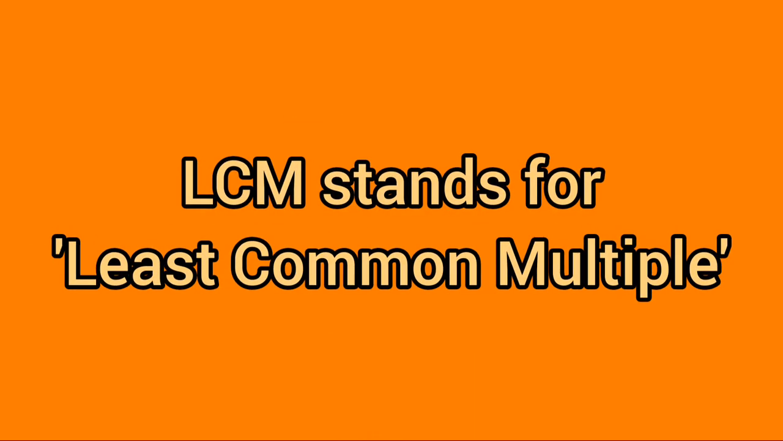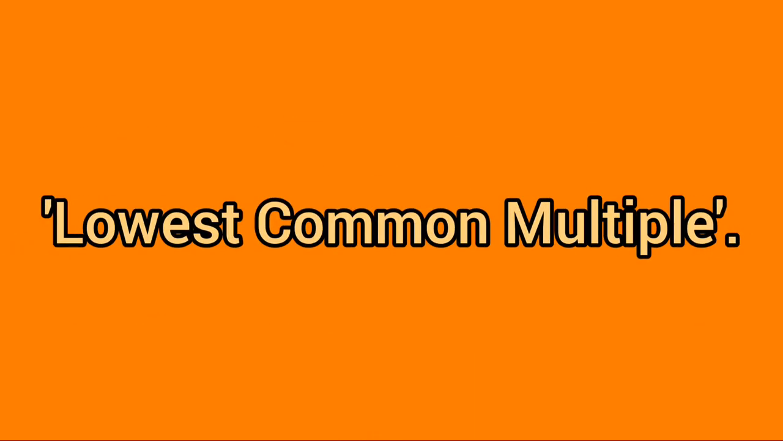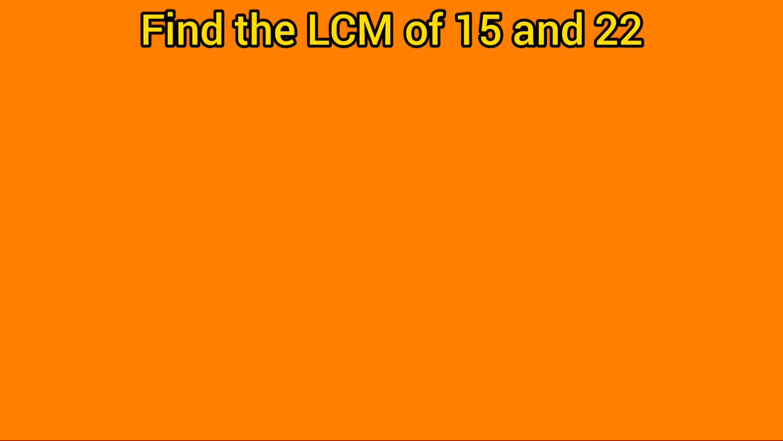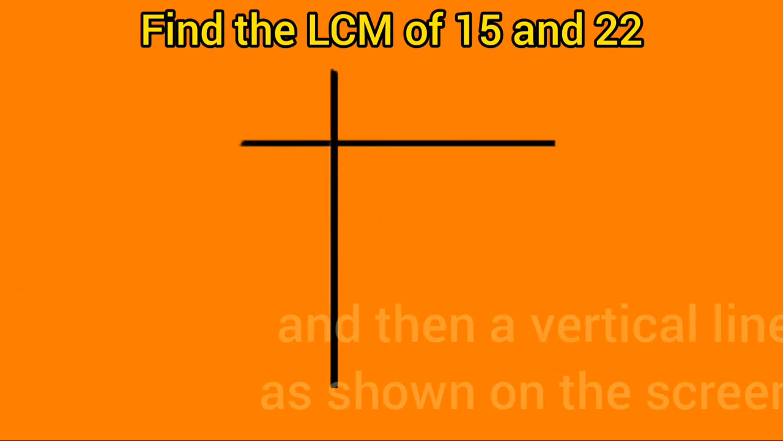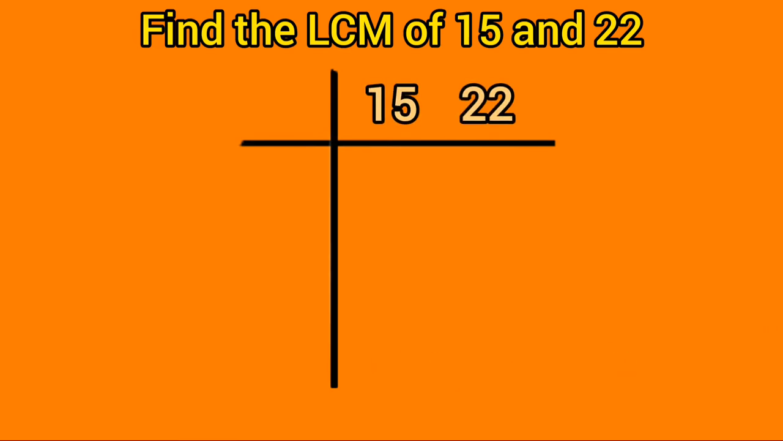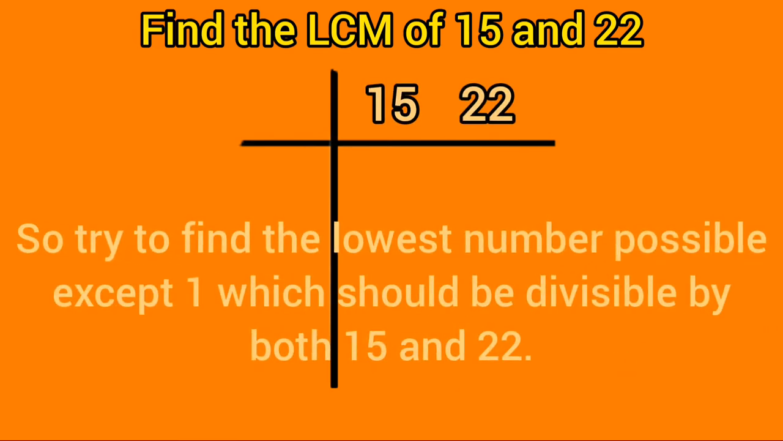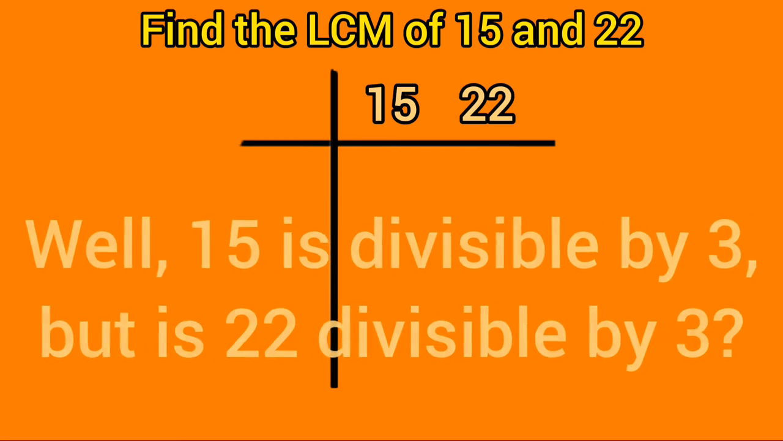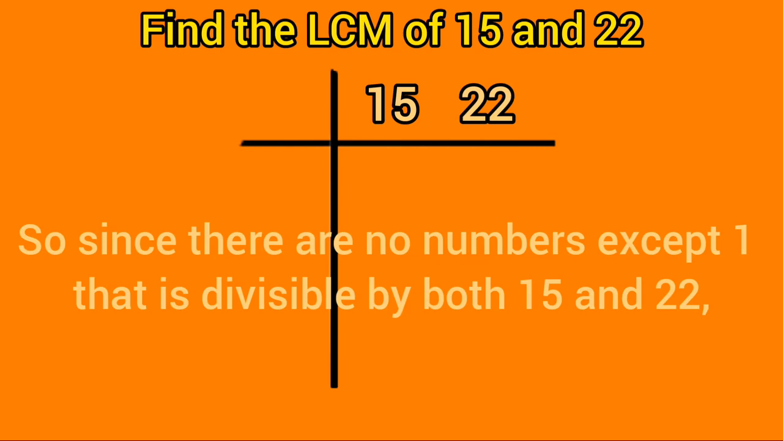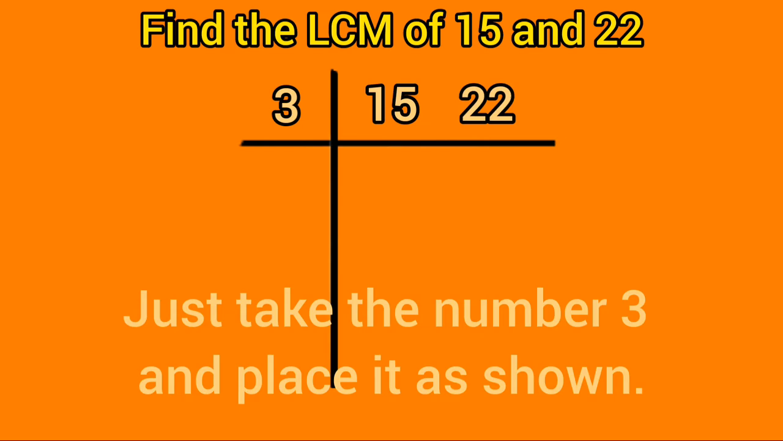Now let's learn LCM. Okay, in mathematics, LCM stands for least common multiple or lowest common multiple. Now for example, find the LCM of 15 and 22. Okay, so first, draw a horizontal line and then a vertical line as shown on the screen. Now write 15 and 22 on the horizontal line. So try to find the lowest number possible except 1, which is divisible by 15 or 22. Well, 15 is divisible by 3, but is 22 divisible by 3? Nope. So since 22 is not divisible by 3, just take the number 3 and place it as shown.